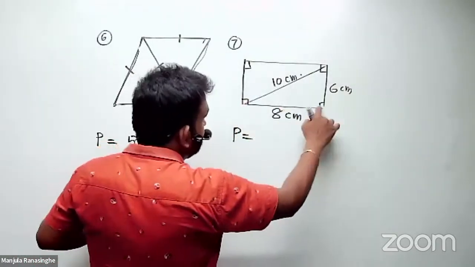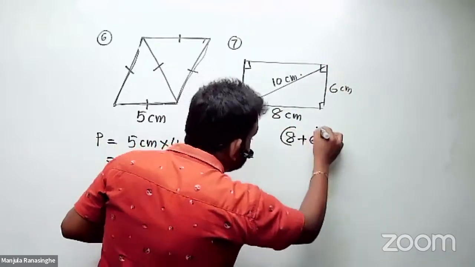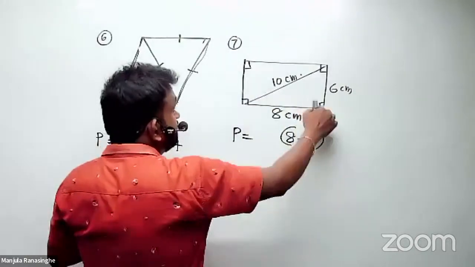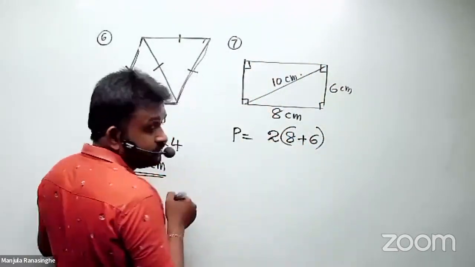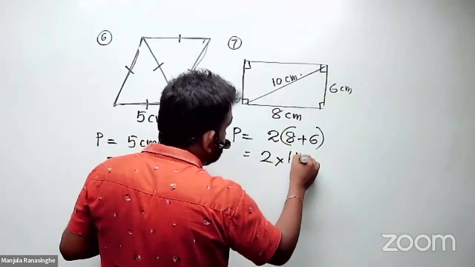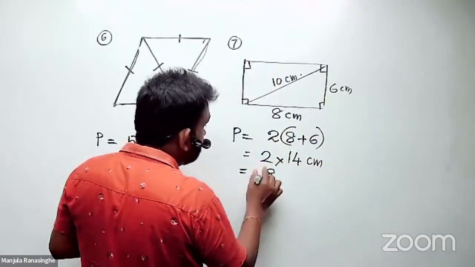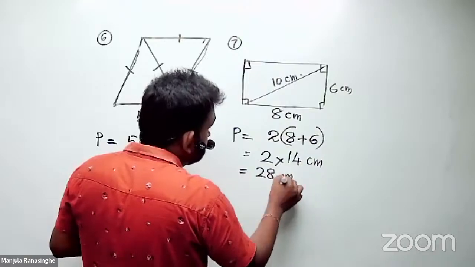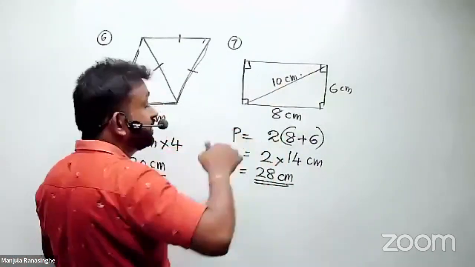Right, the easiest way: length and breadth being added together, 8 plus 6, right? Then multiplied by 2 because there are similar two sides. So 2 into (8 plus 6) gives you 2 into 14, that gives you 28 centimeter. That is the perimeter. So you will not add up these diagonal lengths.